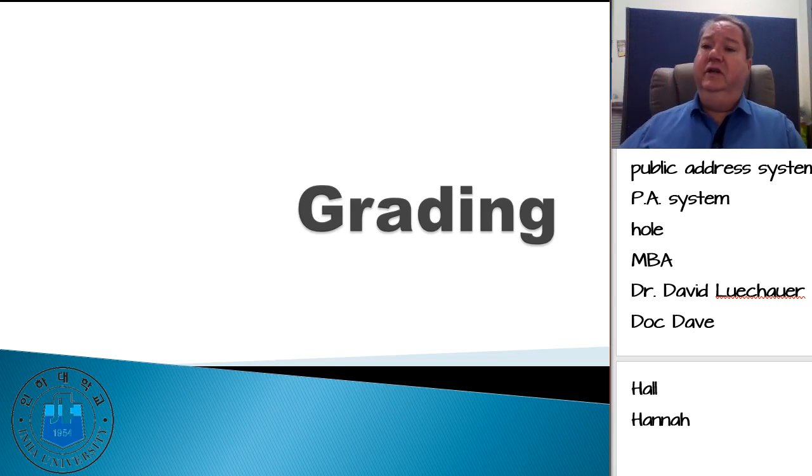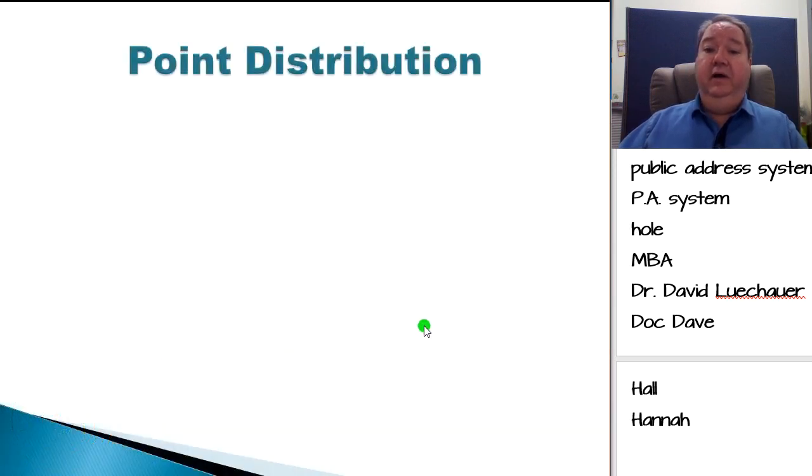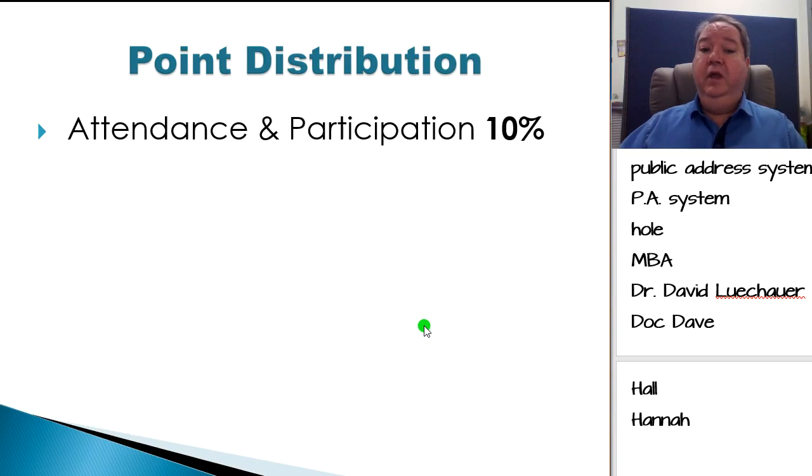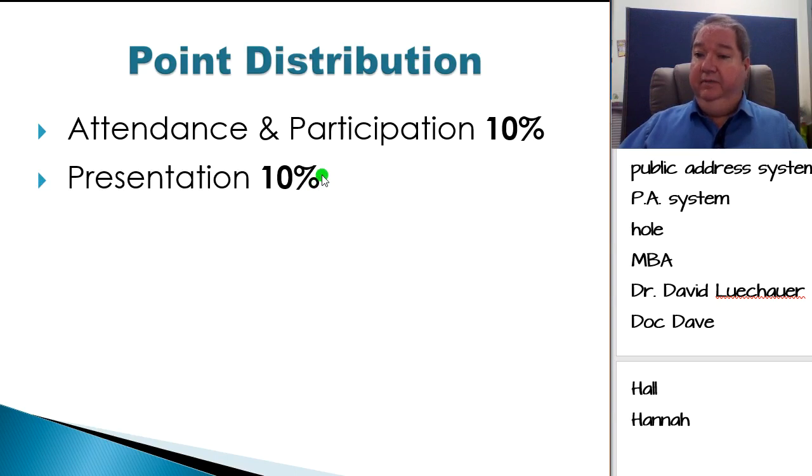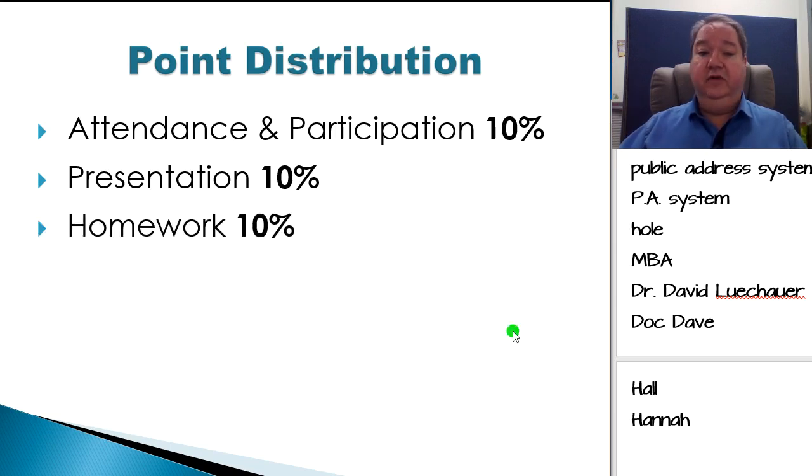Grading for this course is going to be a little bit flexible depending on how long we end up doing the online courses and what kind of activities we're able to do. Point distribution basically will be attendance and participation will count 10% of your final grade. You will be doing a presentation later in the semester, sometime after midterms. It'll be towards the end of the semester. That will be worth 10% of your grade.